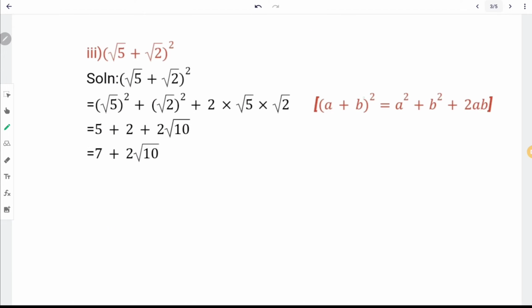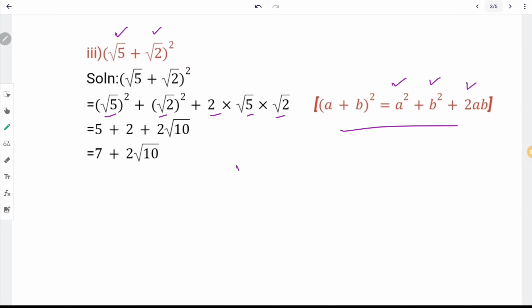So here now we have what? Root over 5 plus root over 2 the whole square. Okay, so we're going to expand this in the formula a plus b the whole square. So this is our a and this is our b, and we have the whole square. So the formula states what? A square plus b square plus twice ab, right? So this is our a square, then this is our b square plus twice ab.